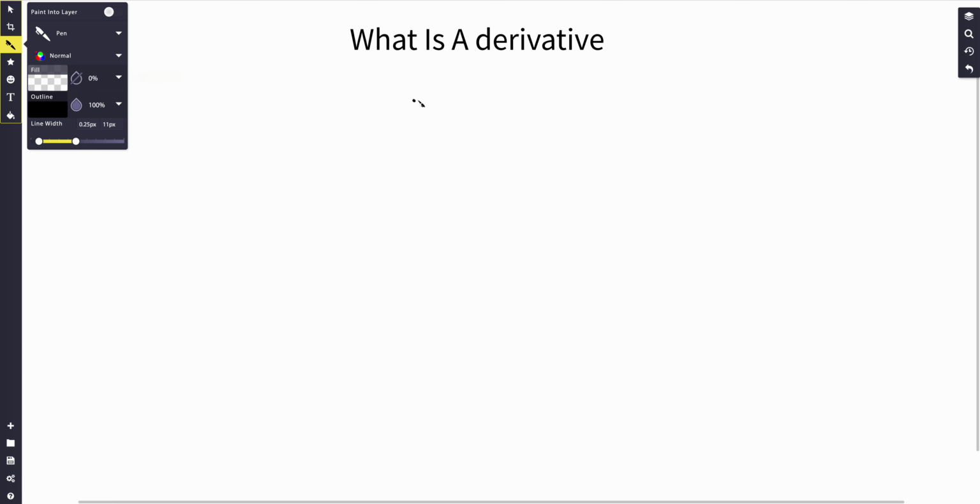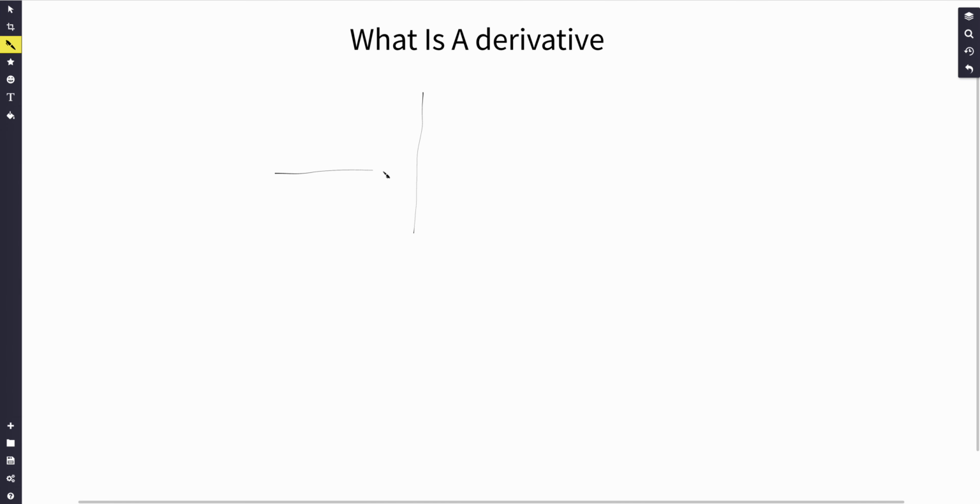If I were to draw this graph right here, just a rough sketch, this is just a linear line, we know that. What a derivative would tell us is, if we choose this random point right there, what is the slope at that given instant, at that given point? That's what we're referring to when we think of instantaneous rate of change.